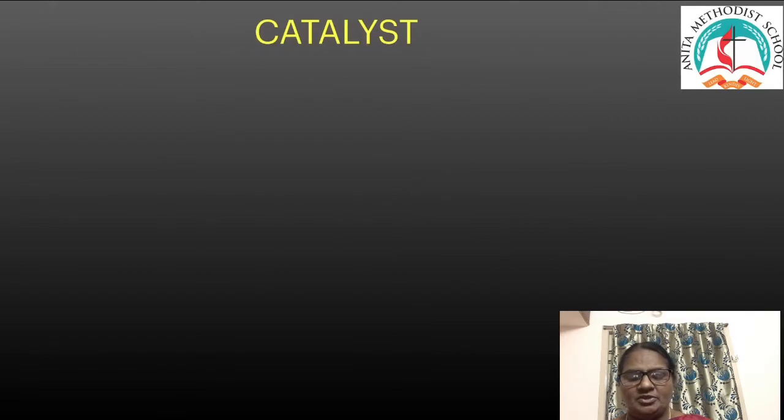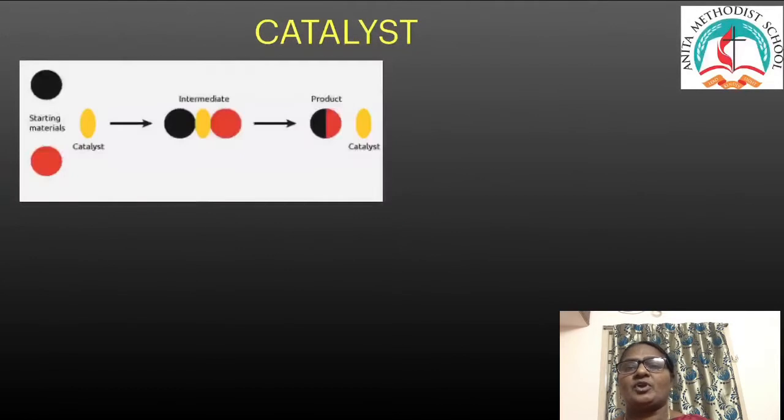I have two reactants, a red and a black. They need to combine to give me the product. They will do so at their own pace. But I want to alter the speed of the reaction. Then I add another substance, which is yellow in color. Now this substance helps the reaction to take place and it does not take part in the reaction. Such a substance is called a catalyst. It's just an intermediate. It helps the reaction to take place.